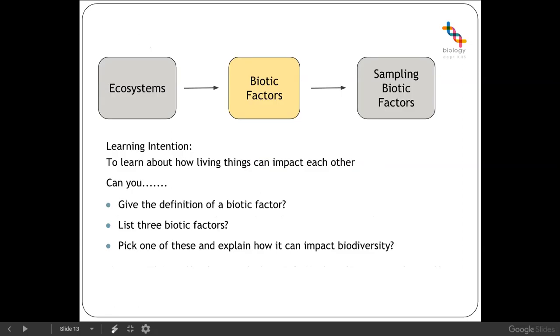So from that, you should be able to state that a biotic factor is any living factor which can influence the biodiversity of an area. That biotic factors would include predation, grazing, food availability, disease, as some examples. That any one of those can impact biodiversity depending on the environment itself and the types of organisms that it's going to affect.